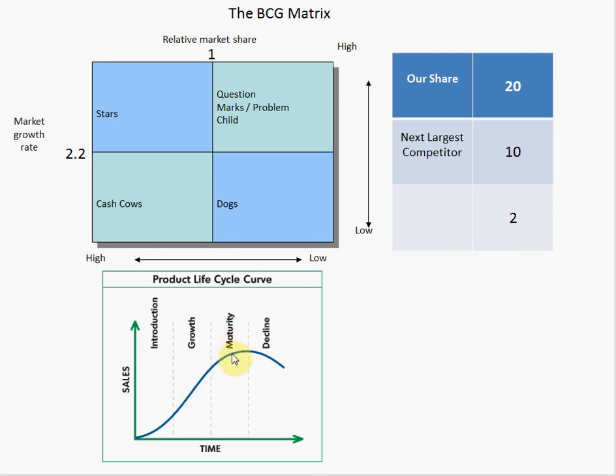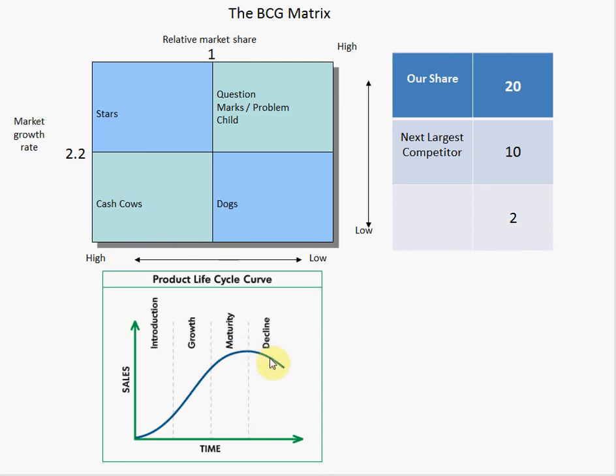As we move into our next stage we have maturity, and you can see the curve really flattens out. So that's when our market growth, because it's not continuing to go up, has slowed, so we have low market growth. But we still have high market share because we're still sitting way up here. We're still selling lots of product, so it's considered a cash cow product.